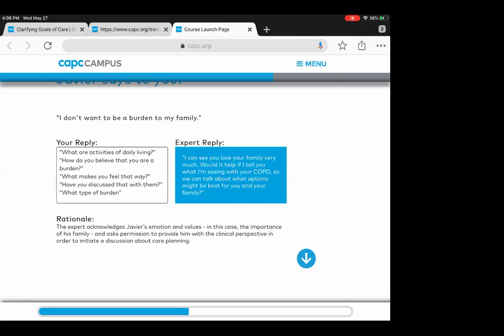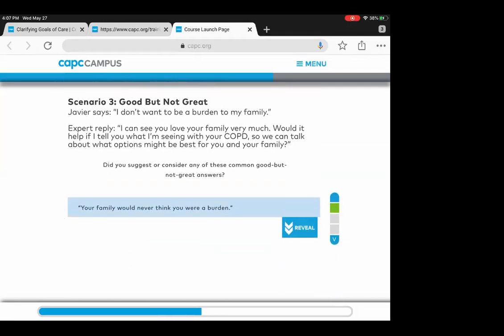So again, I like that statement. I think it's good to ask permission to bring up new things, but I agree with everybody else that you need to find out more information about what specifically he means by being a burden, and how that ties into those goals of care. Good but not great answers, and this highlights something that I think can be easy to do.